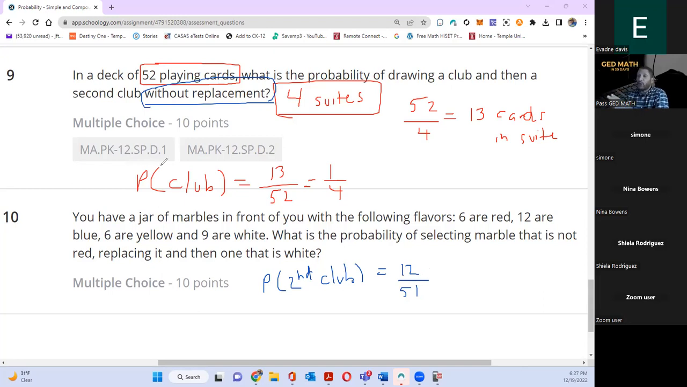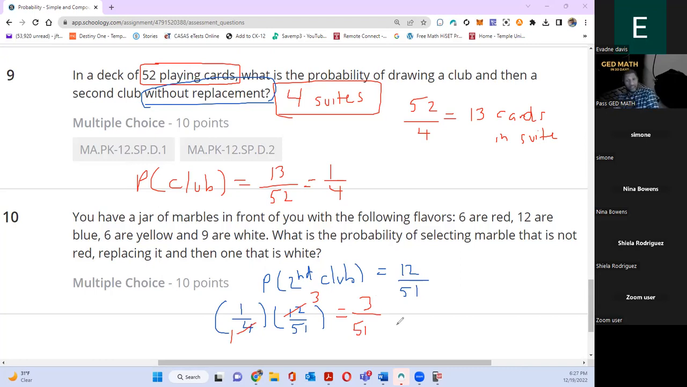And now I'm going to multiply the two simple probabilities. So I'm going to multiply 1/4 times 12 over 51. Now, you should know how to cross cancel. If you don't, you can multiply across or you can use your calculator. But what number can go into 4 and 12? 4. So 4 going into 4 one time. 4 going into 12 how many times? 3. We multiply across. 1 times 3 is 3. And then 1 times 51 is what? 51. So that will be the fraction.